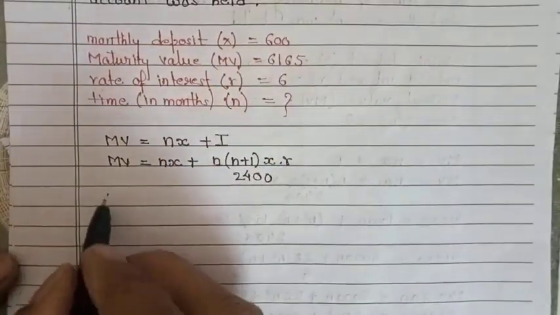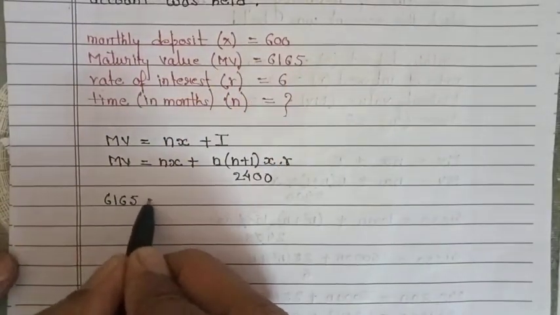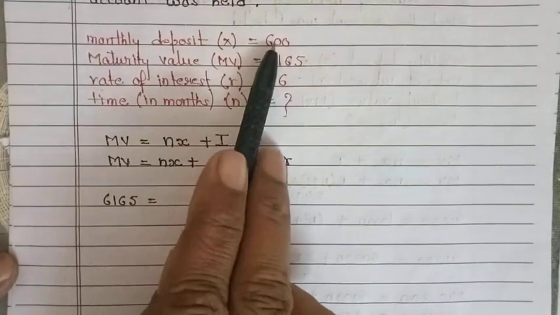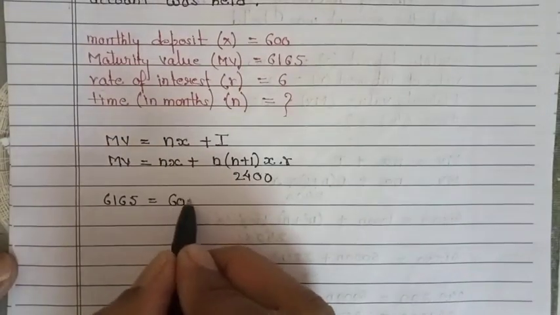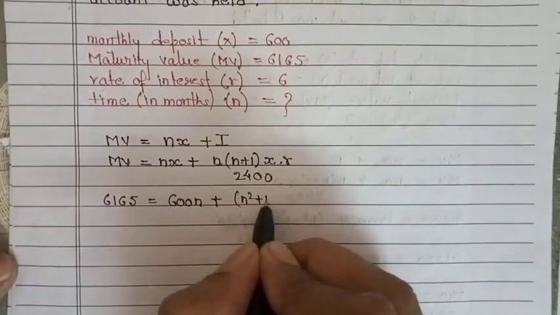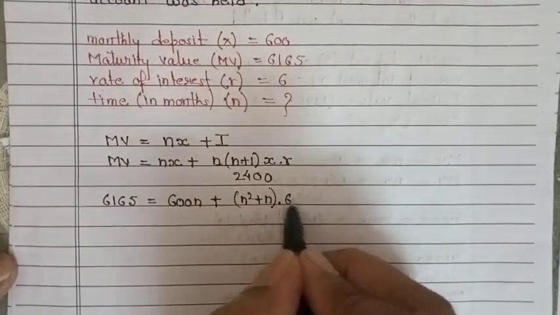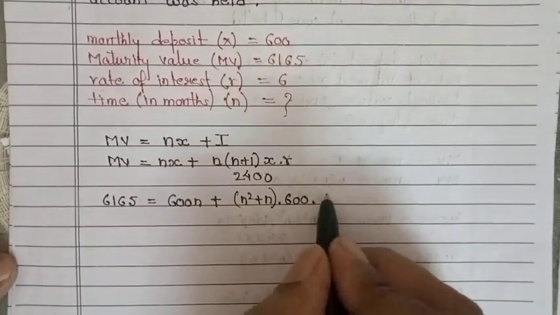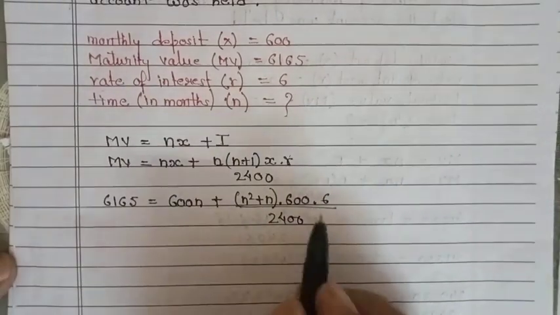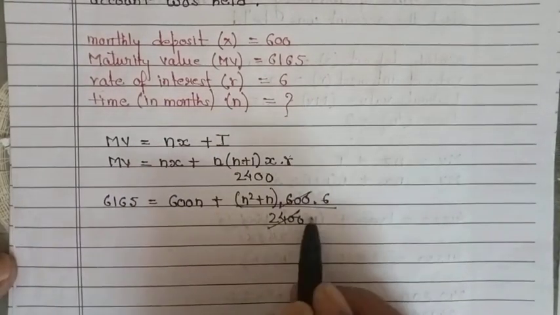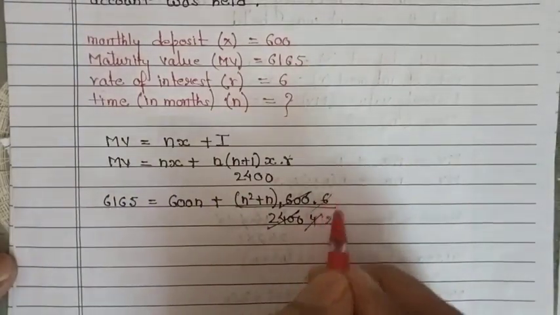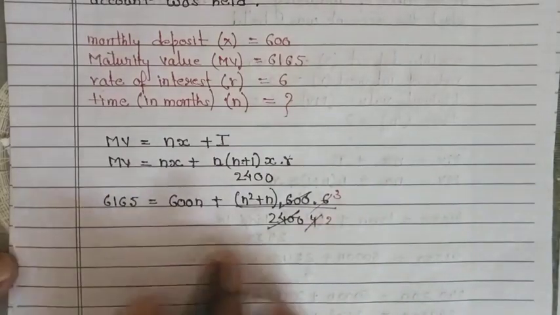Now let's substitute the values in this form. Maturity value 6165. N is unknown, X is monthly deposit, which is known to us as 600, so this will become 600 N. Here you multiply it, so it becomes N square plus N. X is 600 into rate of interest, that is also 6 upon 2400. So when you reduce it, 600 will reduce 2400 4 times, and this can be further reduced as 2 and 3. Now let's take the LCM.